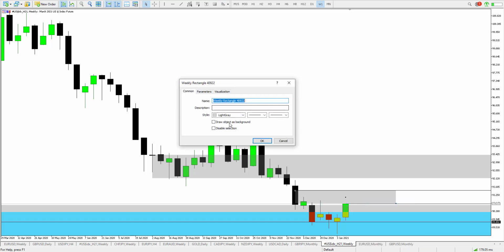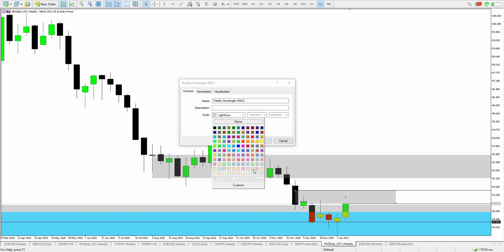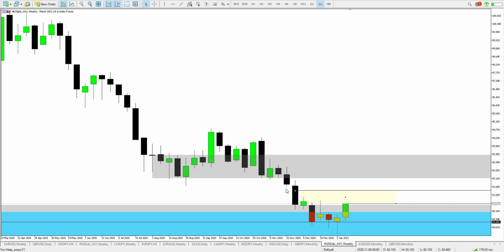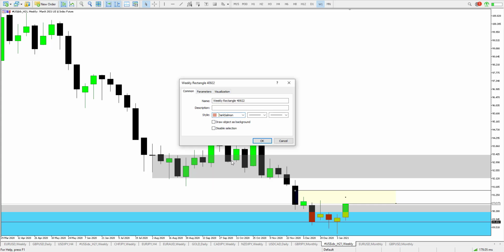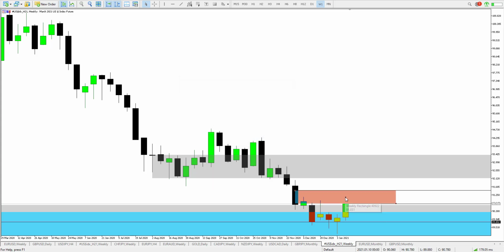So this is our fair value gap, the one we highlighted on a monthly chart. This color doesn't do well. Let's find something which is a bit hard. Let's see. That's our fair value gap on a weekly chart. So I'm expecting price to trade in this range in the coming week.